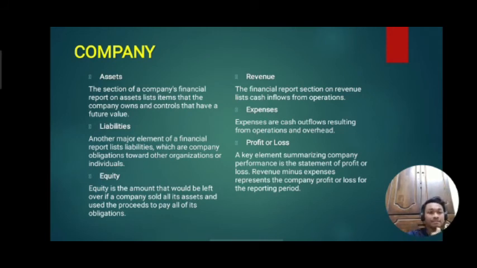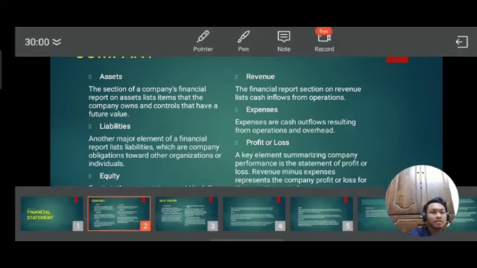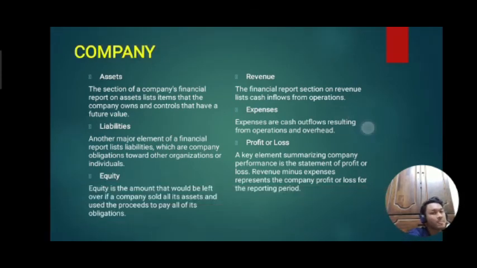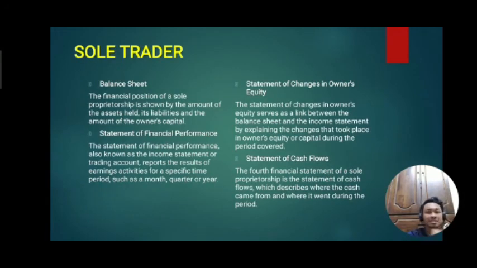The last one is profit or loss. A key element summarizing company performance is the statement of profit or loss. Revenue minus expenses represents the company profit or loss for the reporting period. That is the elements for the company. So for the sole trader, the balance sheet.